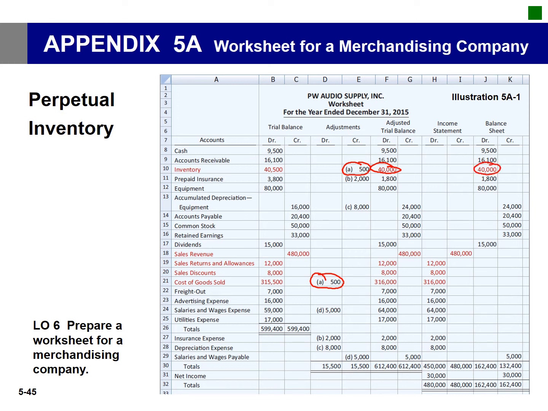And then all of our income statement accounts are going to be included in our income statement section of our worksheet. So we have our sales revenue, we have these two contra sales accounts, and of course our cost of goods sold. And again, the bottom portion of our worksheet functions just like our worksheet for our service business.